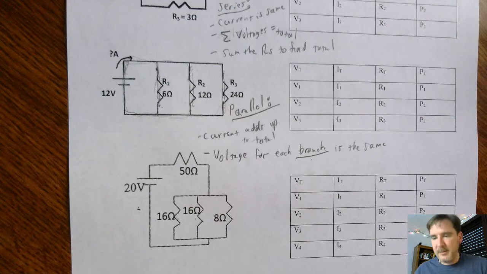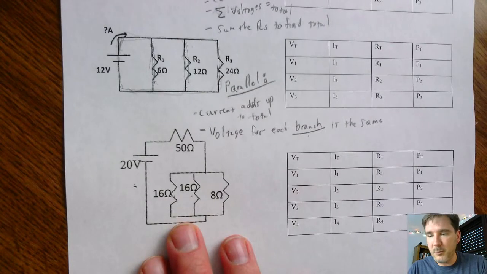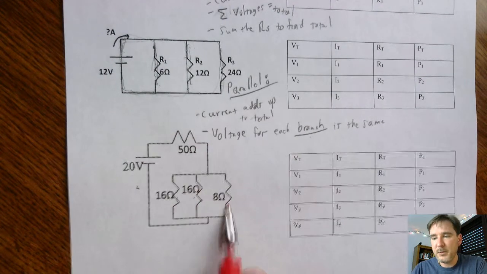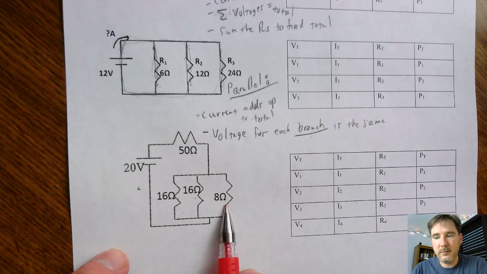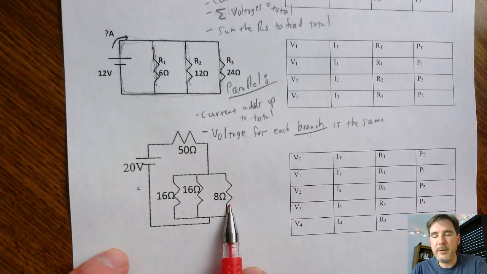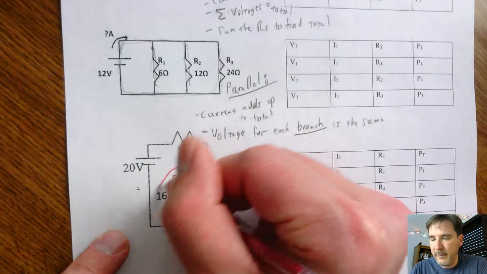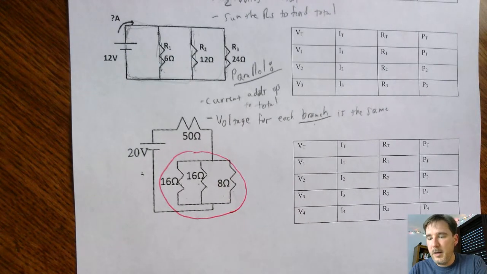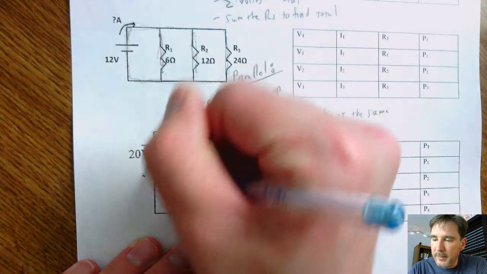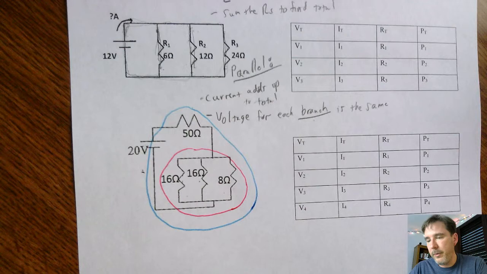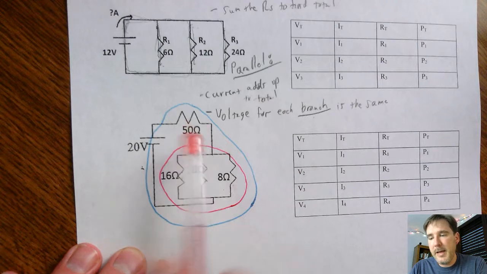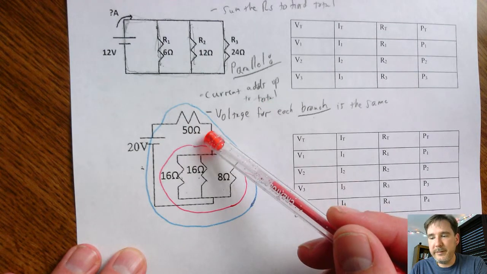And all you've got to do for these types of circuits where they're a little bit more complicated is look at things in the different parts that you see. So in this case, we have three resistors wired in parallel. So you have to find the total equivalent resistance of those three right there. All right. And then after you do that, you can find the resistance of the whole thing. So you're going to find the resistance for everything in this red circle, and then you're going to add it to the resistance up here, the 50.